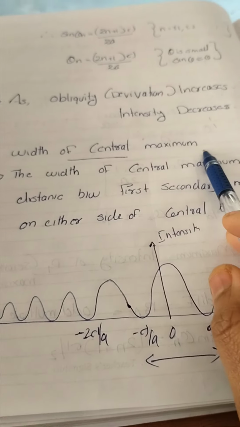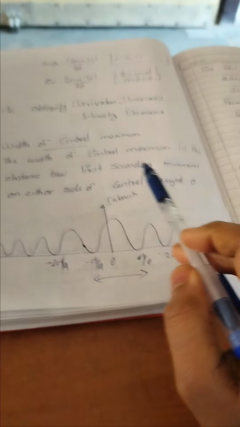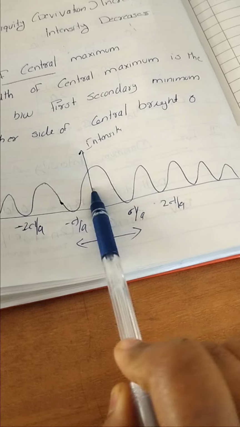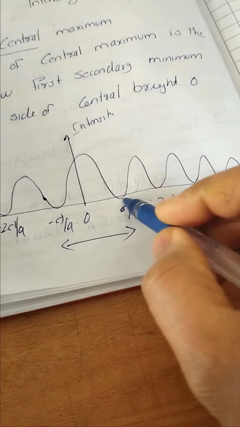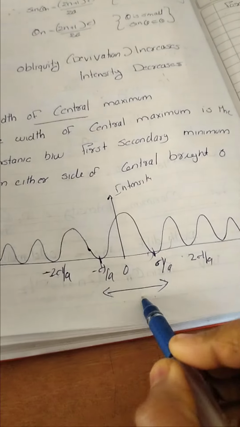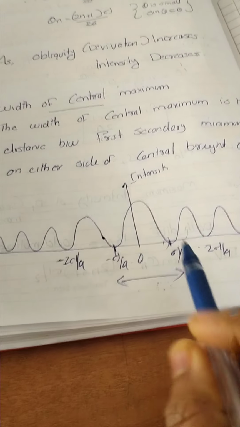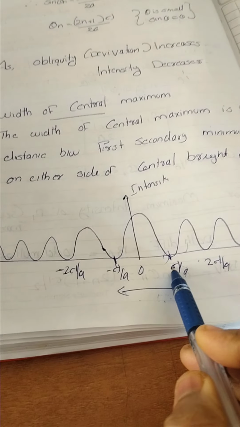Width of the central maximum. What is the width of the central maximum? The width of the central maximum is the distance between the first secondary minima on either side of the central bright. You can see this is the central bright. Who is right next to the central bright? Secondary minima. So this is also secondary minima, and this is also secondary minima. So the distance between the secondary minima is called the width of the central maxima. Clear everyone? So what is the width of the central maxima? The distance between the secondary minima.